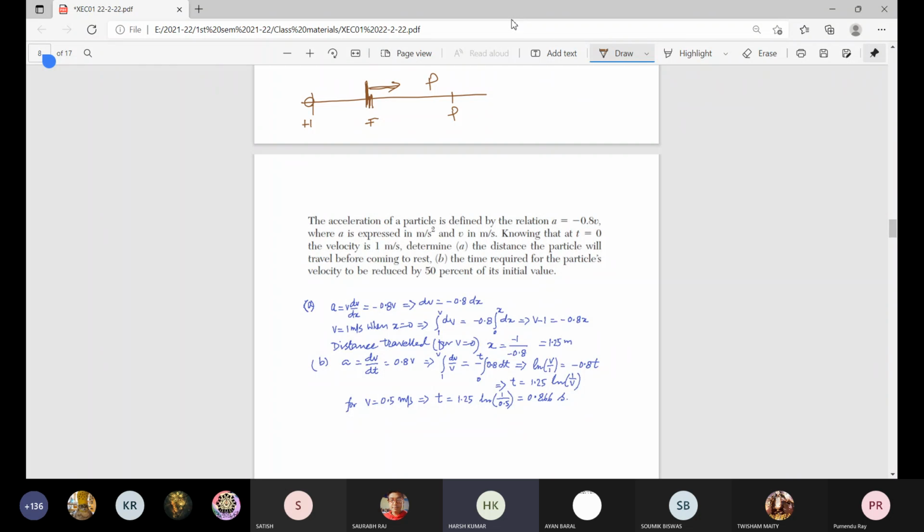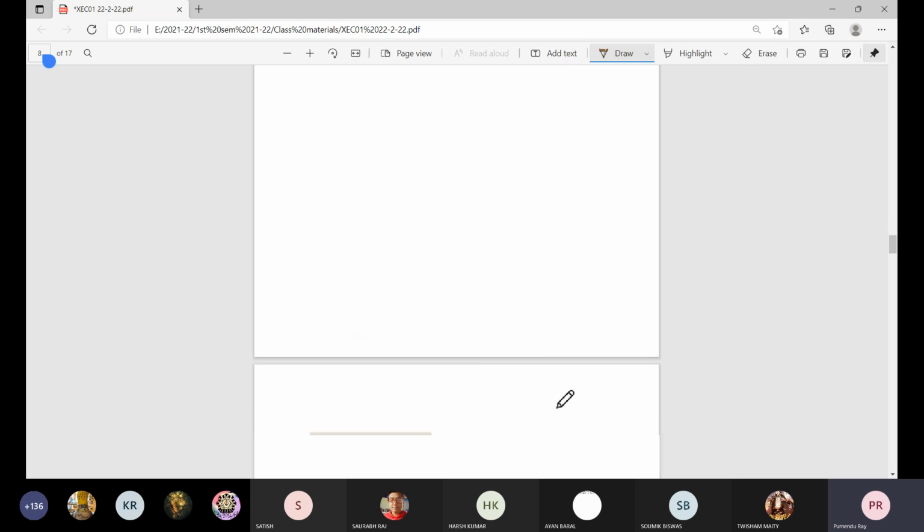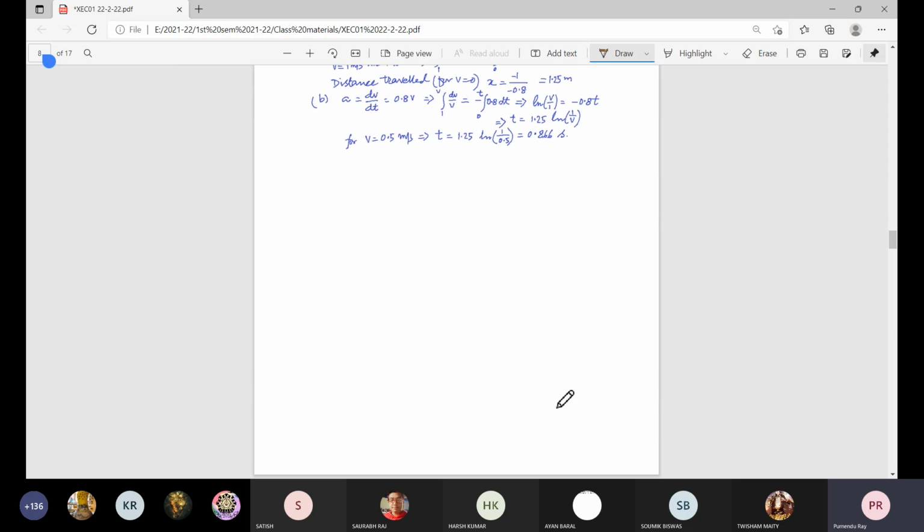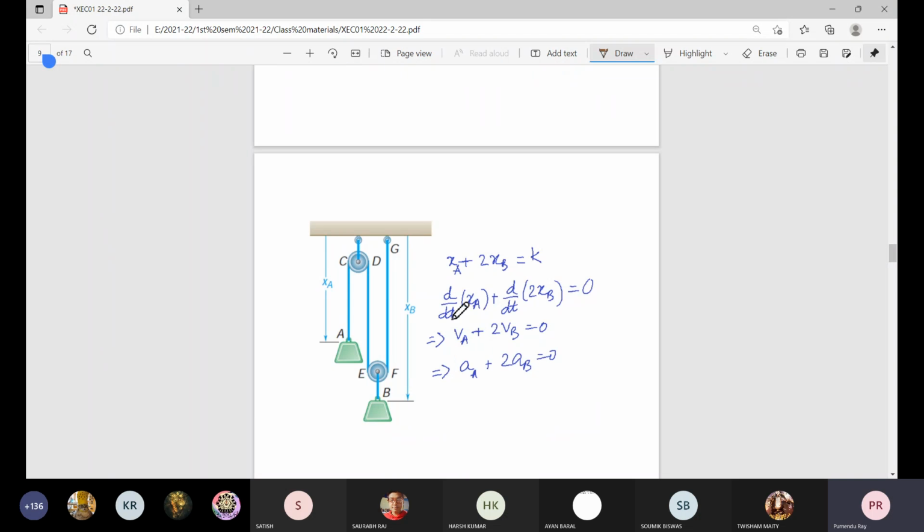No, sir, understood. Actually, the question is asking for distance. So that is why x is used. Okay, sir, fine. So acceleration is having this expression, definite integral for that given values. We get some logarithm here, and the time t is expressed in this form. Now, when velocity is half meter per second, then time t is for this much, and this is the corresponding time. So these are some individual particles movement along a straight line. And here is some dependent motion for connected particles.